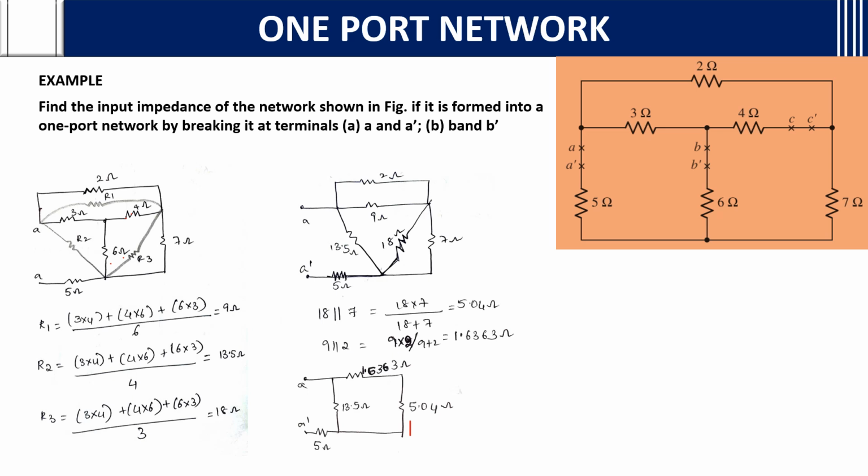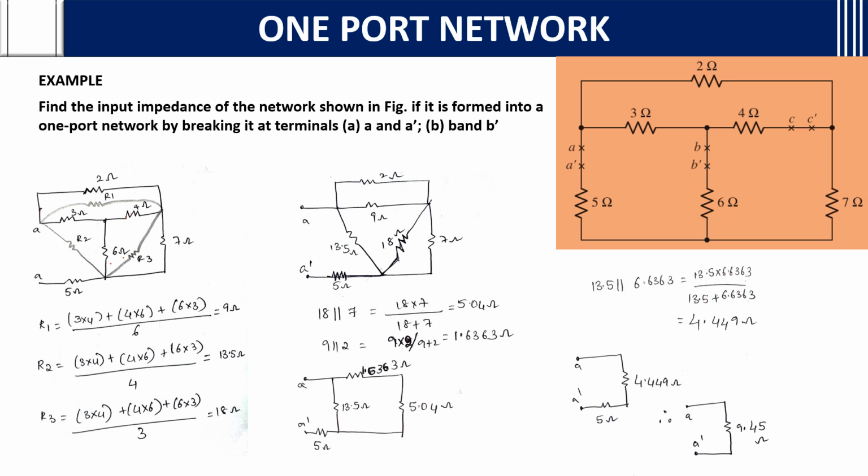If you see here, 1.636 and 5.04 are in series, you add them and they are in parallel with 13.5. See, 1.636 plus 5.04 is 6.636, and this is in turn parallel with 13.5. If you calculate the parallel equation and find the Zin, you will get Zin as 13.5 into 6.636 by 13.5 plus 6.6363. You will get 4.449 ohms. This is the final input impedance across A and A dash terminals.